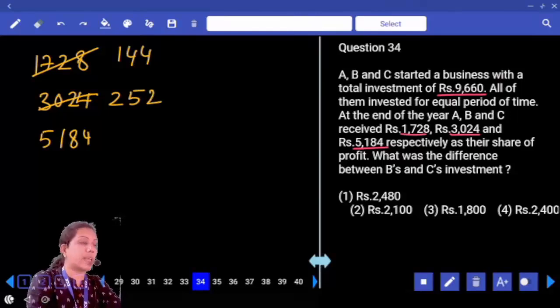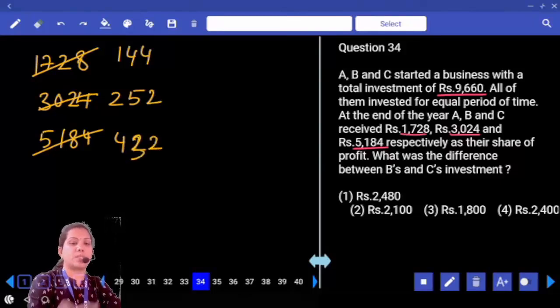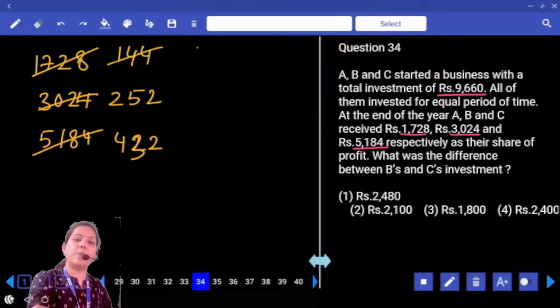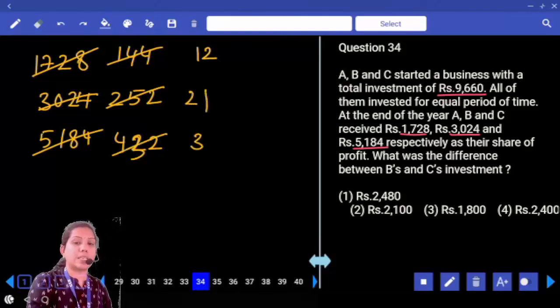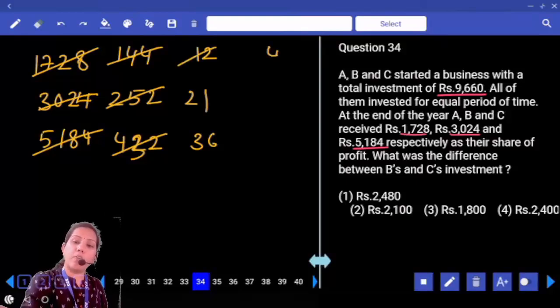252. Okay. Next again 12 table cancellation. 12 fours are 48 and the remainder 12 twos and 12 threes and 12 twos. 144, 252 and 432 are also 12 multiples. Again 12 table, 12 times 12, 21 times 12, 36 times 12. And 12, 21, 36 common factor 3: 3 fours, 3 sevens and 3 twelves.